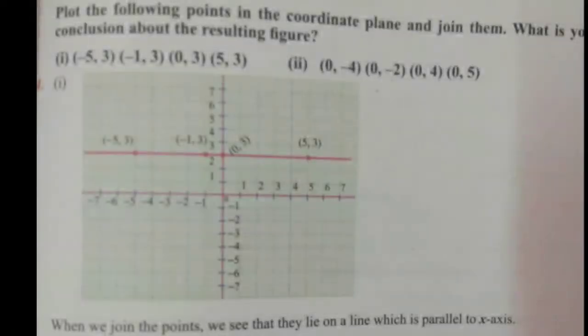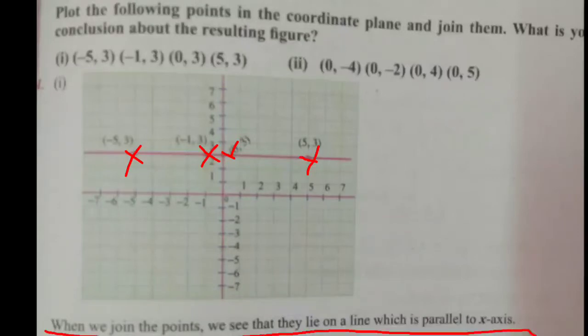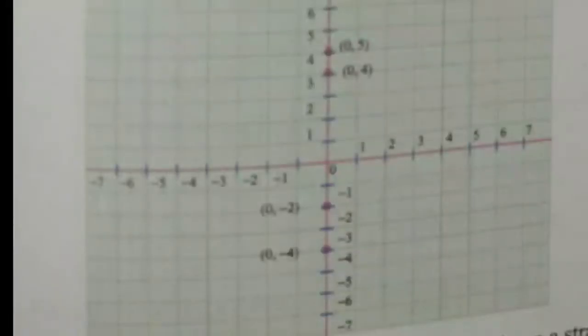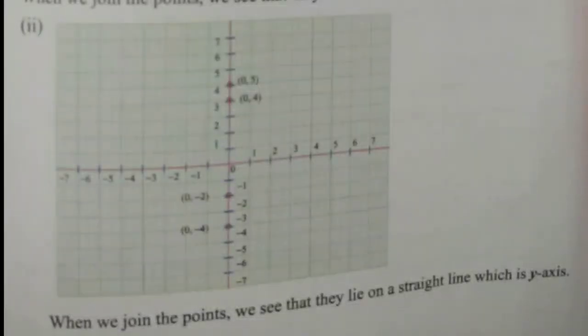In the third sum, plot the following points in the coordinate plane and join them. What is your conclusion about the resulting figure? If we plot the points (-5, 3), (-1, 3), (0, 3) and (5, 3), the 4 points lie on a line which is parallel to the x-axis. In the second subdivision, (0, -4), (0, -2), (0, 4) and (0, 5), if we plot those 4 points, all these 4 points lie on the y-axis, which is a straight line.